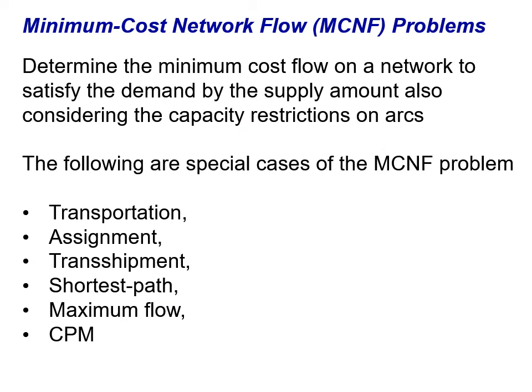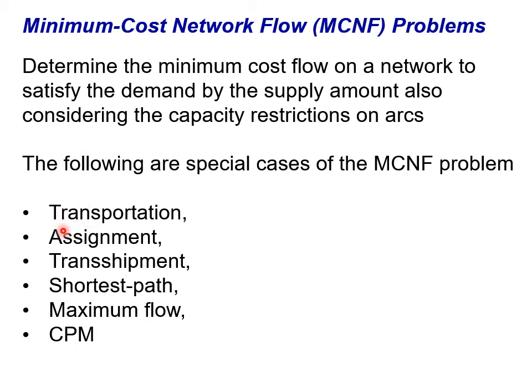Another important model or problem in network models is the minimum cost network flow problem. These are very general problems, and what we try to do is, given a network, determine the minimum cost flow from the supply points to the demand points to satisfy all the demand from the supplies, considering the capacity restrictions on arcs. The arcs have their costs and their capacities, and these capacities can be lower limits and upper limits, we will talk about that. We want to satisfy all the demand at different nodes by satisfying the capacity restrictions with minimum cost.